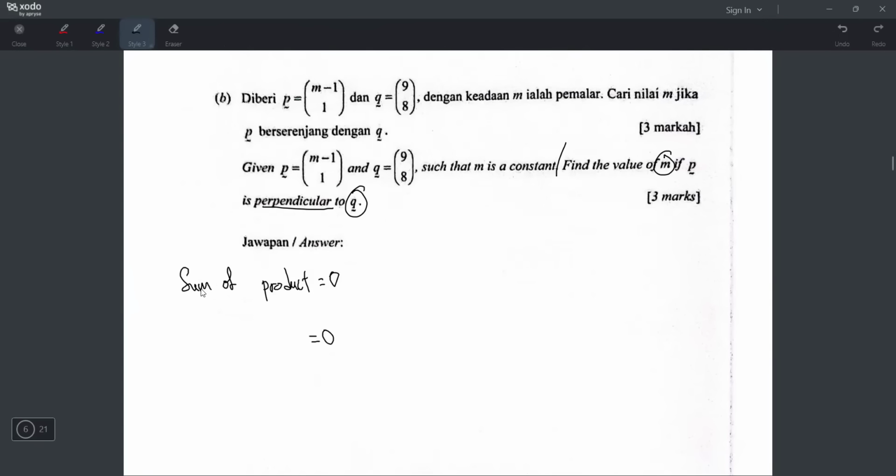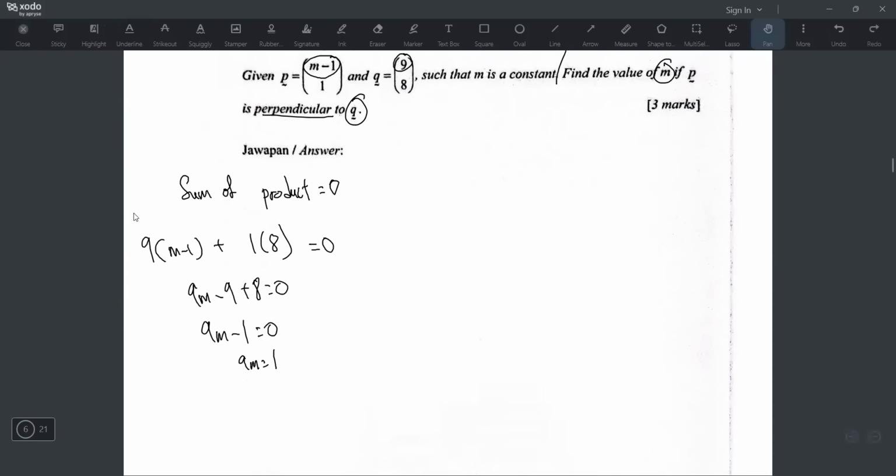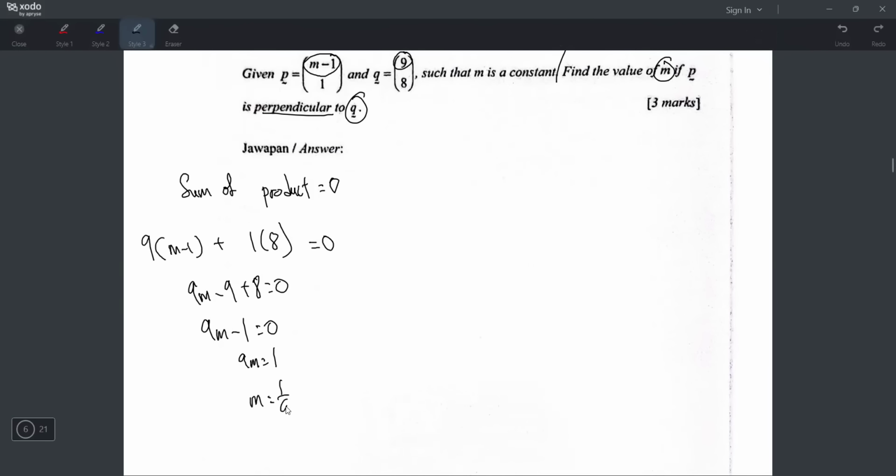Okay, but who multiplies whom? Alright, you take the number before i times the number before i, and then plus the number before j times the number before j. So it becomes m minus 1 times 9 plus 1 times 8, like that. Or you can write 8 times 1 also, same thing. And now you can solve for m. 9m minus 9 plus 8 equals 0. 9m minus 1 equals 0. 9m equals 1. m equals 1 over 9. And that is the answer.